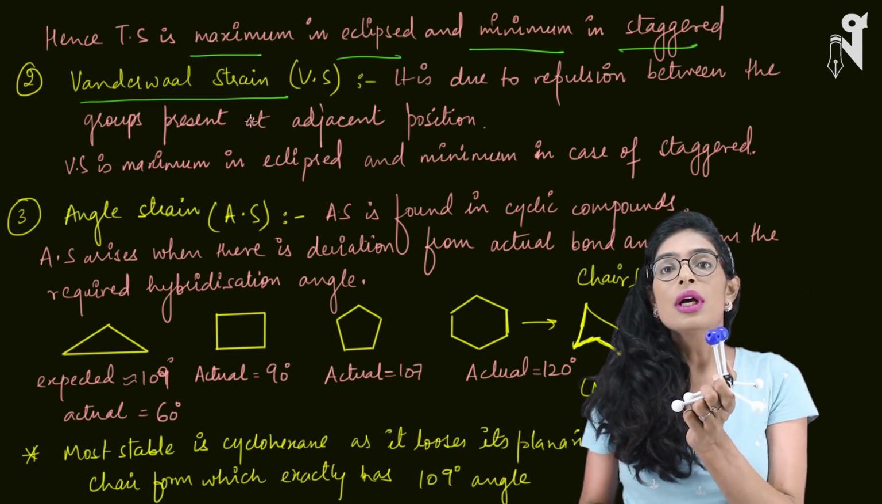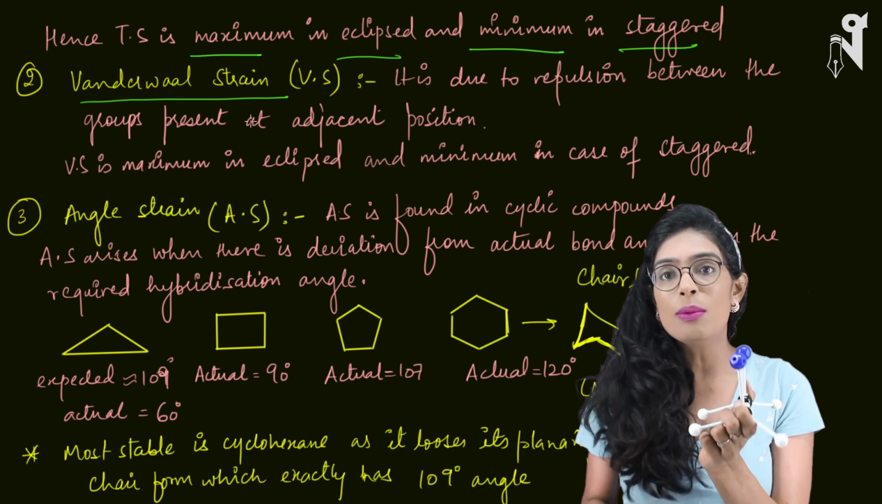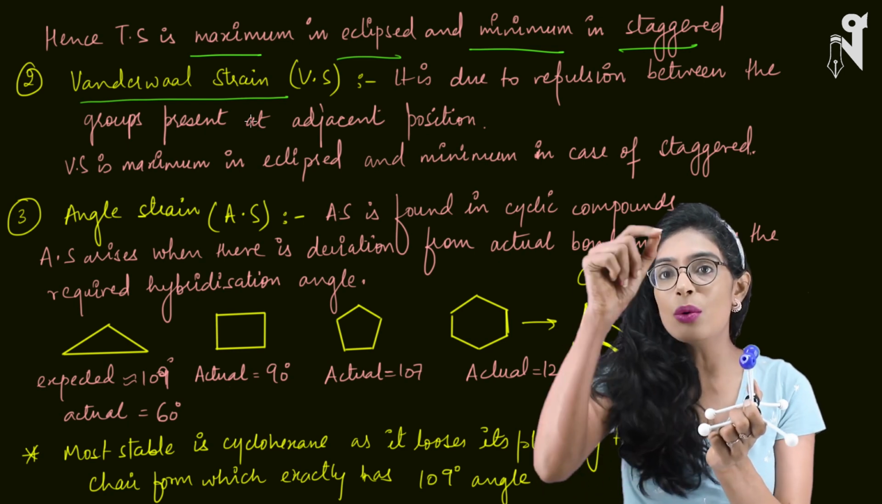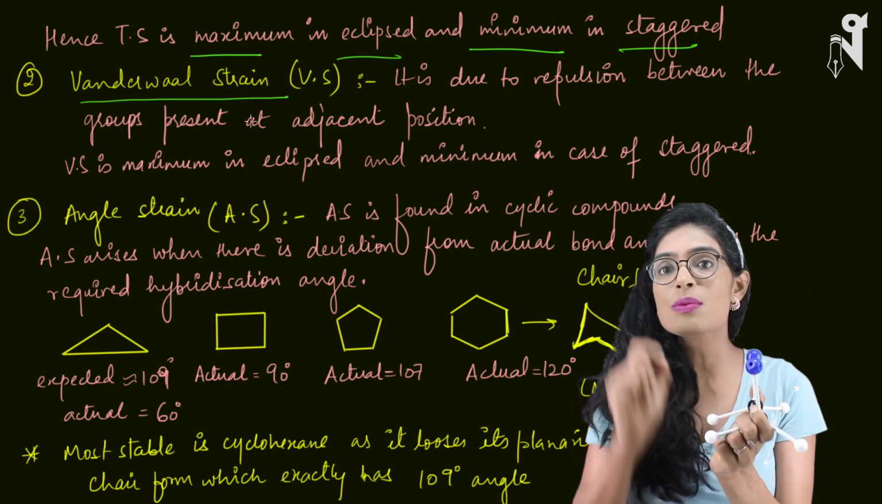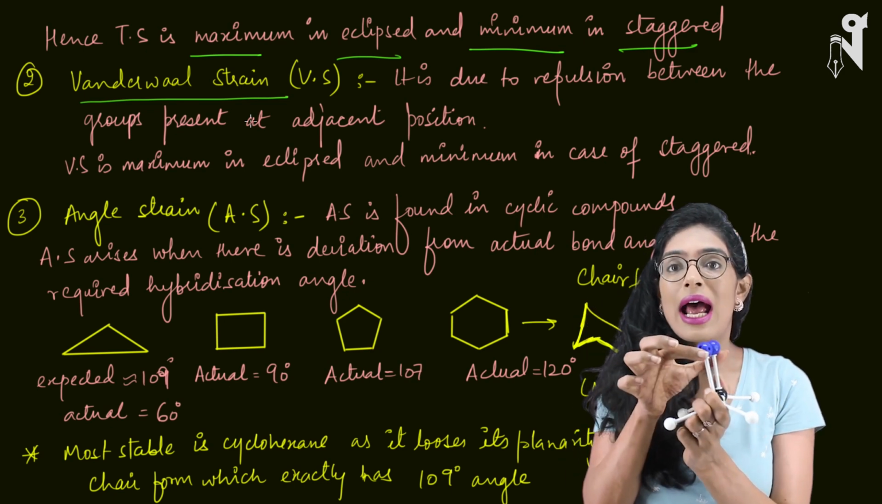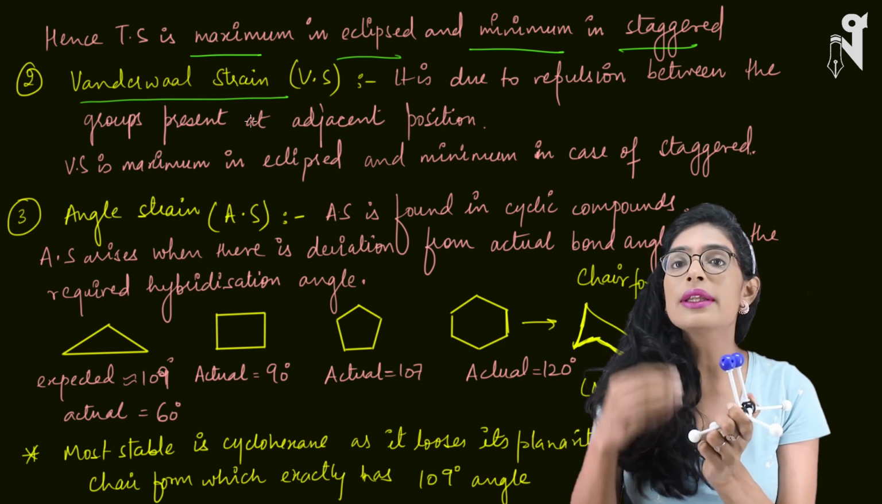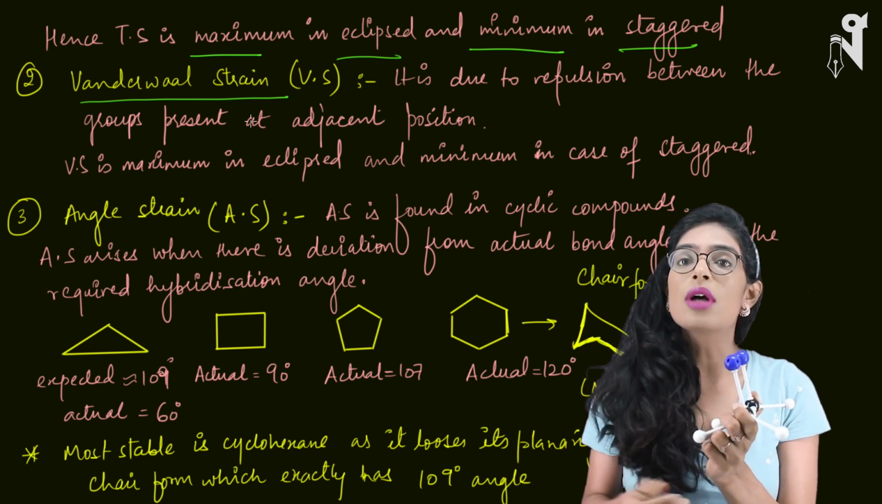So in the case of ethane, we don't talk about the van der Waals strain or van der Waals repulsion, because there are only hydrogens present. Hydrogens are pretty small to repel each other. But as they get replaced by any other group made up of carbon or anything else, then the van der Waals strain will also come into the picture.